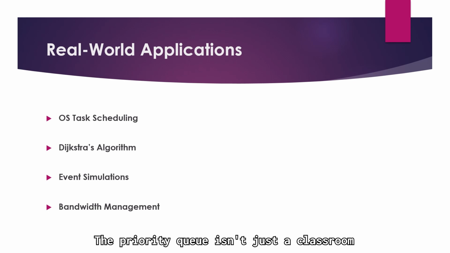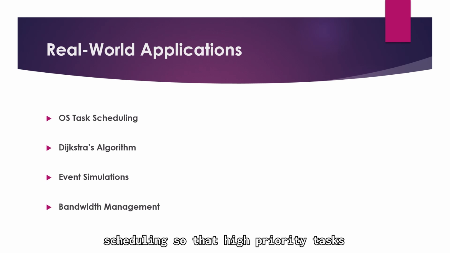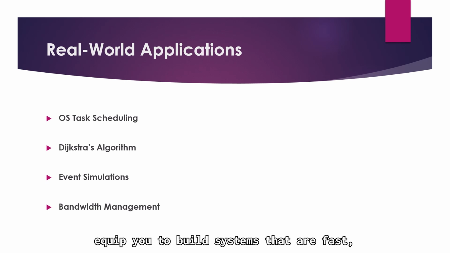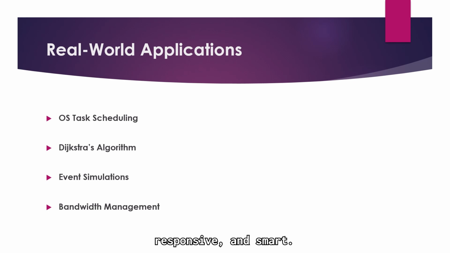The priority queue isn't just a classroom concept, it's used everywhere. In operating systems, it manages process scheduling so that high priority tasks run first. In network routing, it ensures critical data packets are transmitted with priority. In graph algorithms like Dijkstra's or Prim's, it ensures the most optimal node is always processed next. Even in AI simulations or event-driven systems, it handles the sequence of events based on time or urgency. Mastering these tools equips you to build systems that are fast, responsive, and smart.